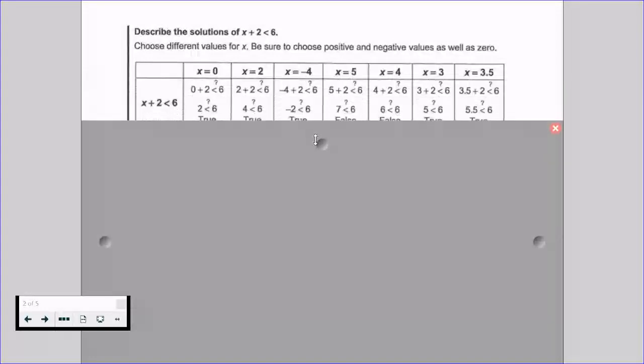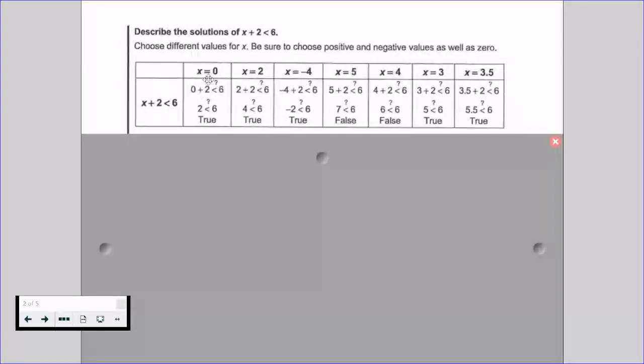This has been done as your first example. So as we can see, we let x be equal to 0, and we received a true statement. We said, hey, what if x is 2? We received a true statement. If x was negative 4, we received a true statement. If x was 5, we received a false statement. If x was 4, we received a false statement because 6 is not less than 6. 6 is less than or equal to 6, but in our inequality that we're starting out with to describe the solutions, 6 is not less than 6. If we had x be 3, we get a true statement. If we had x be 3.5, we get a true statement.